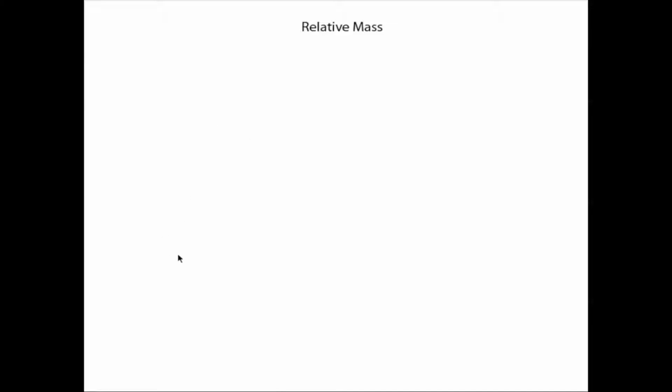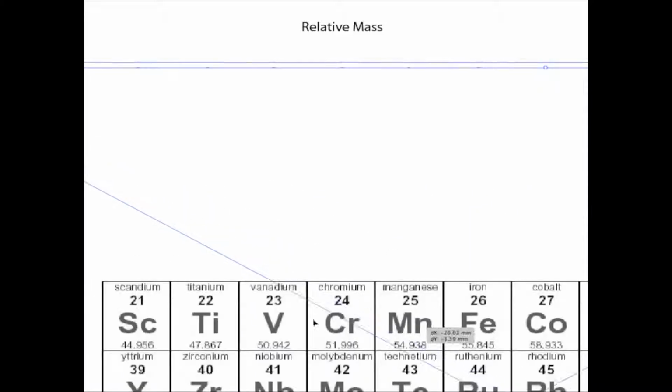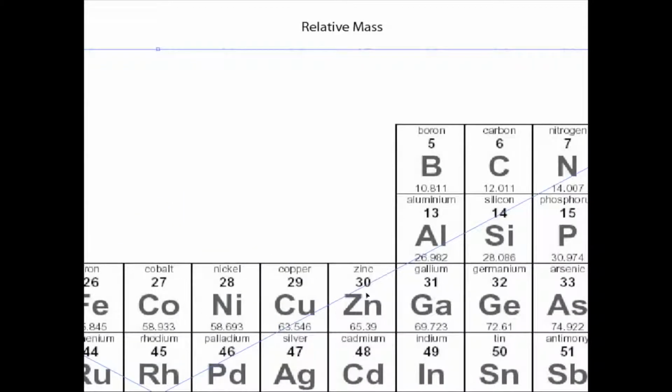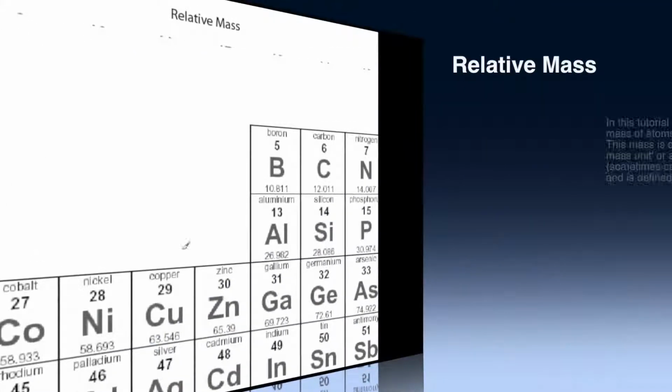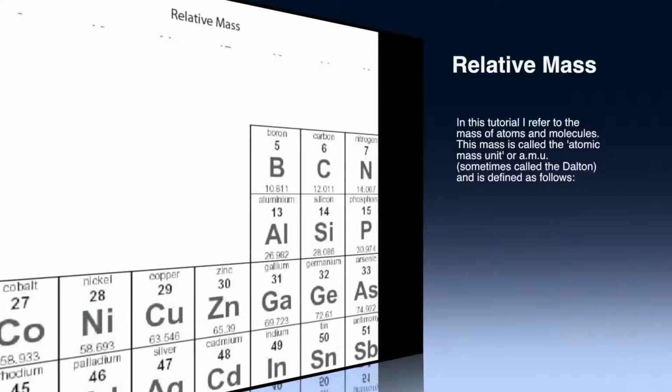Okay, in this tutorial we're just going to go over relative mass and molecular formula and things like that. So if I bring up the periodic table, I'll leave it there, so then we can talk about carbon. I want to talk about carbon a little bit. So this is carbon. I'll just change the colour a little bit.